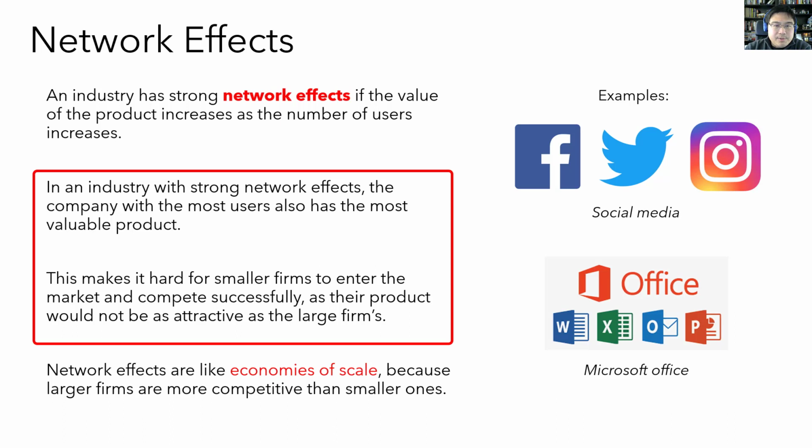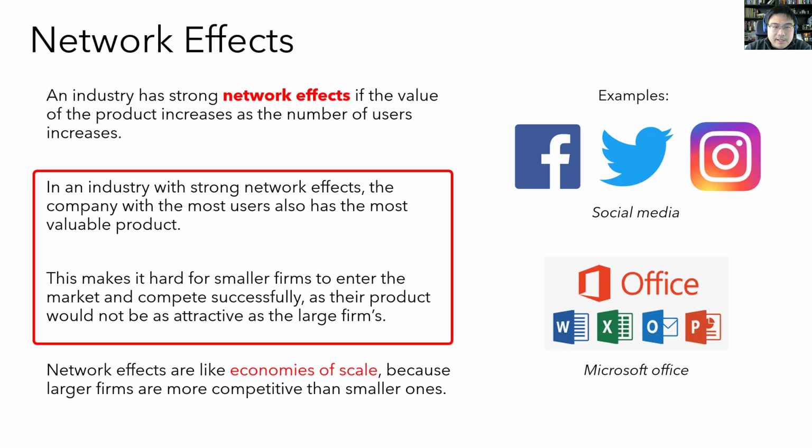So in an industry with strong network effects, the company with the most users also tends to have the most valuable product. And that makes it hard for existing users to switch to a new product, even if they like the new product's features better, because they rely on the user base of the old product. So you can imagine, for example, some popular YouTuber thinking about switching platforms off of YouTube. But where would she go where she could get the same amount of viewership that she gets on YouTube?